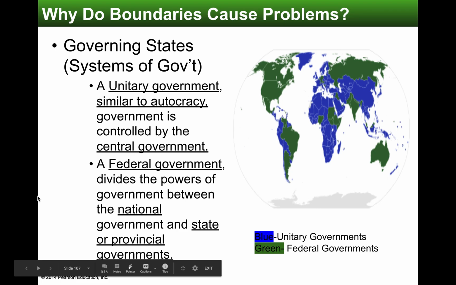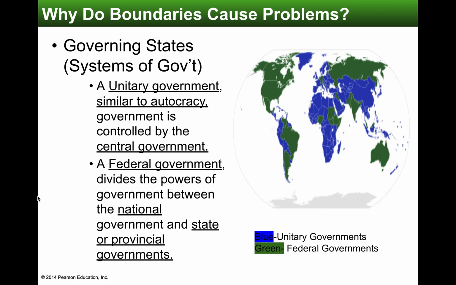Other types of governments we have are systems of governments. Also, these are known as local and national governments. You have to know both for the test. You have types of governments, which we talked about with autocracy, anocracy, and democracy. Now you need to know systems of government. So these are local levels of government.